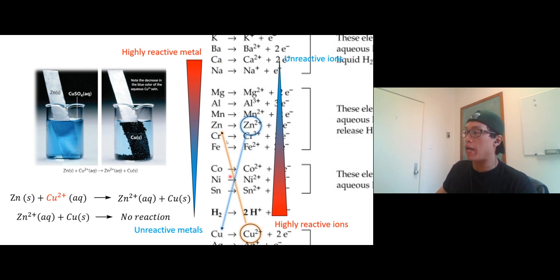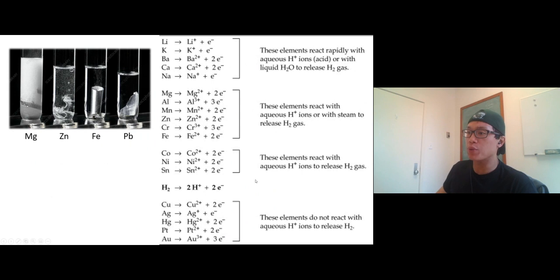But if the gap is closer, for example, a reactive ion reacting with a relatively non-reactive, less reactive metal like cobalt, nickel, tin, the reaction can occur in theory, but it's slower. And that's the reason why the reaction with zinc compared to magnesium is not as vigorous, because zinc is less reactive than magnesium. Proton has the same reactivity, right?